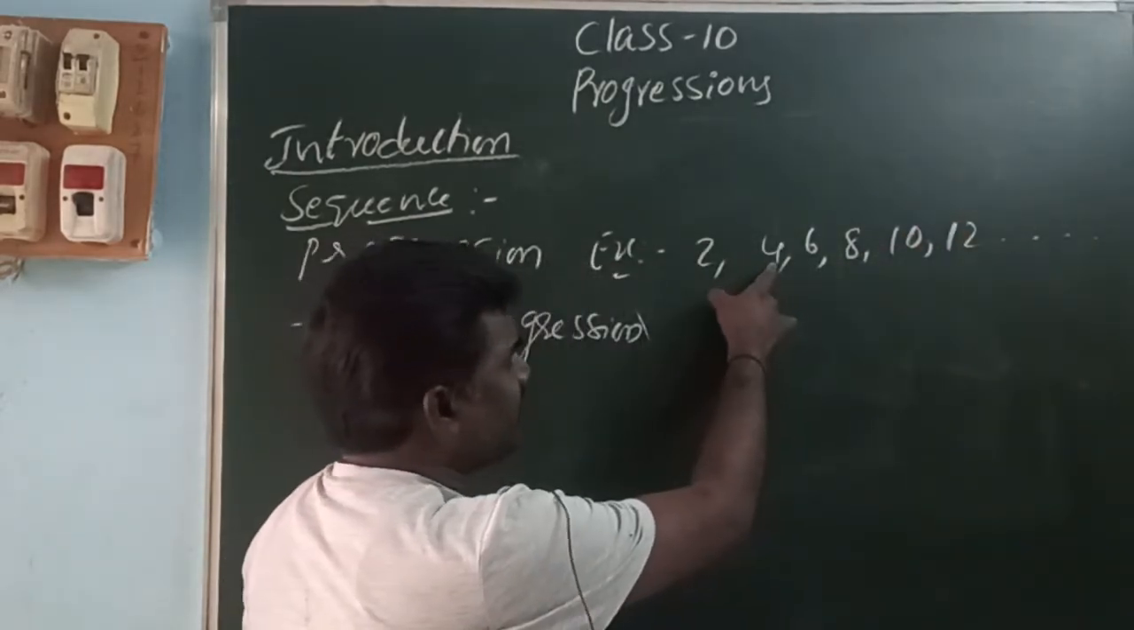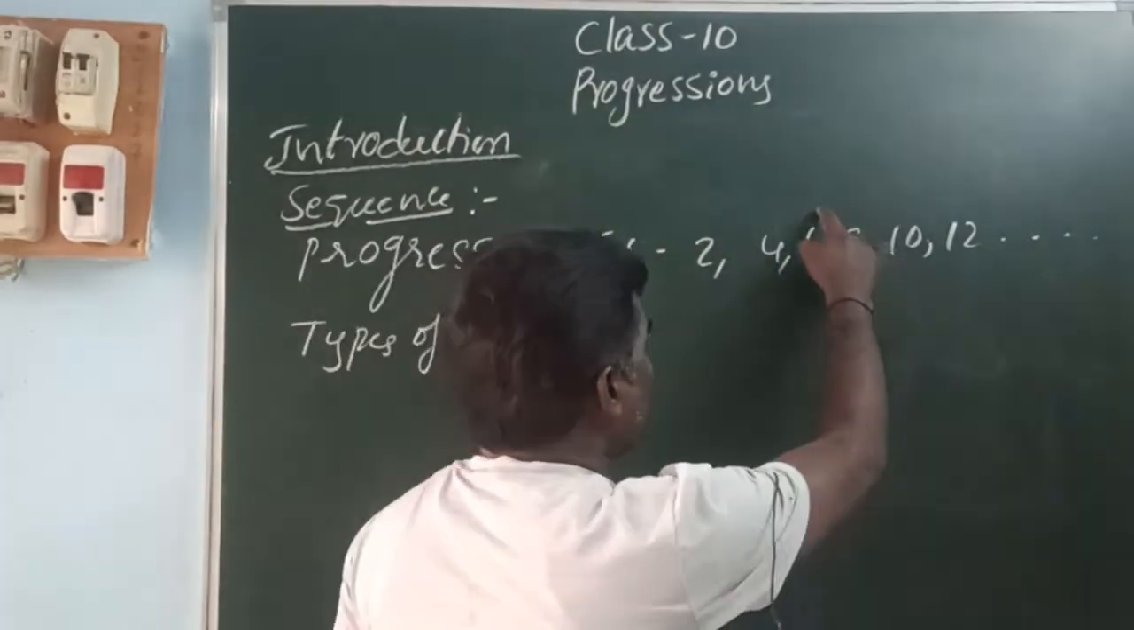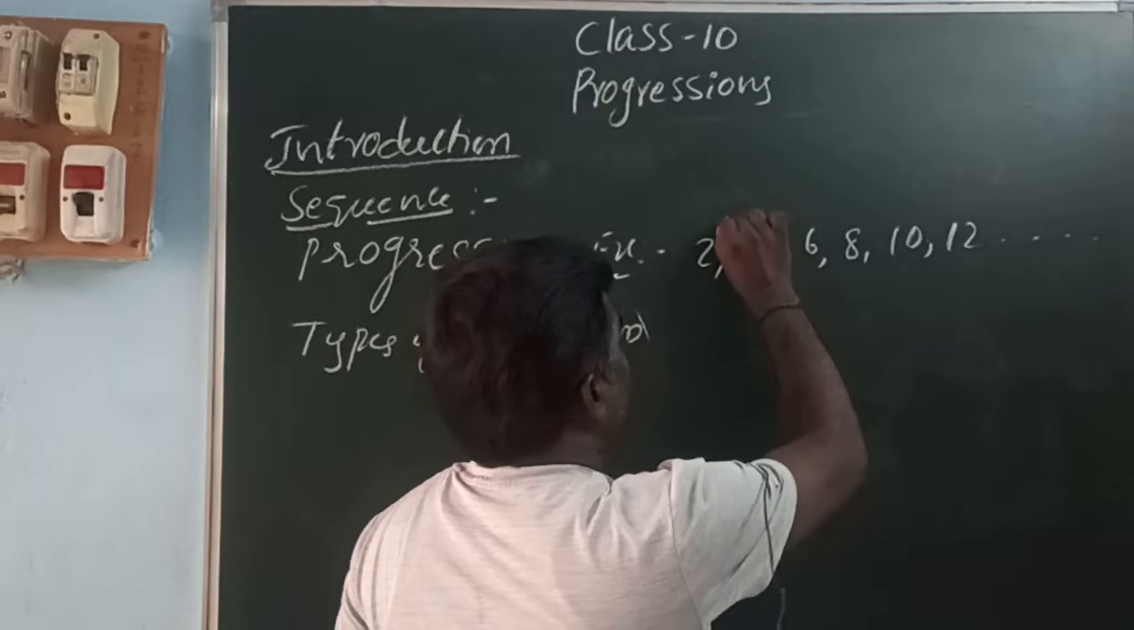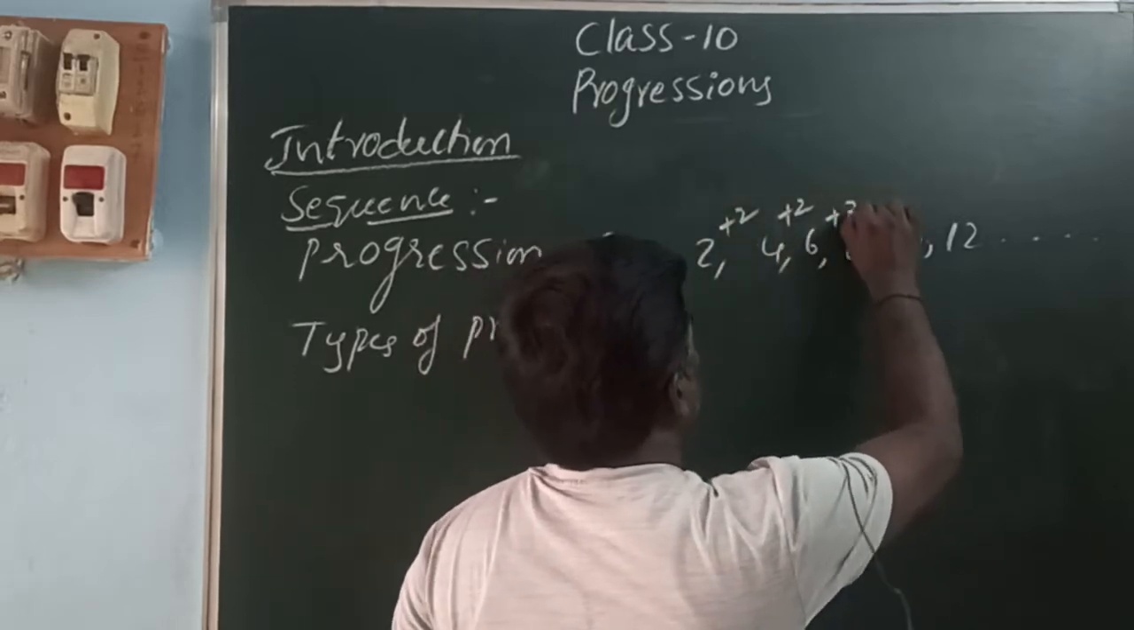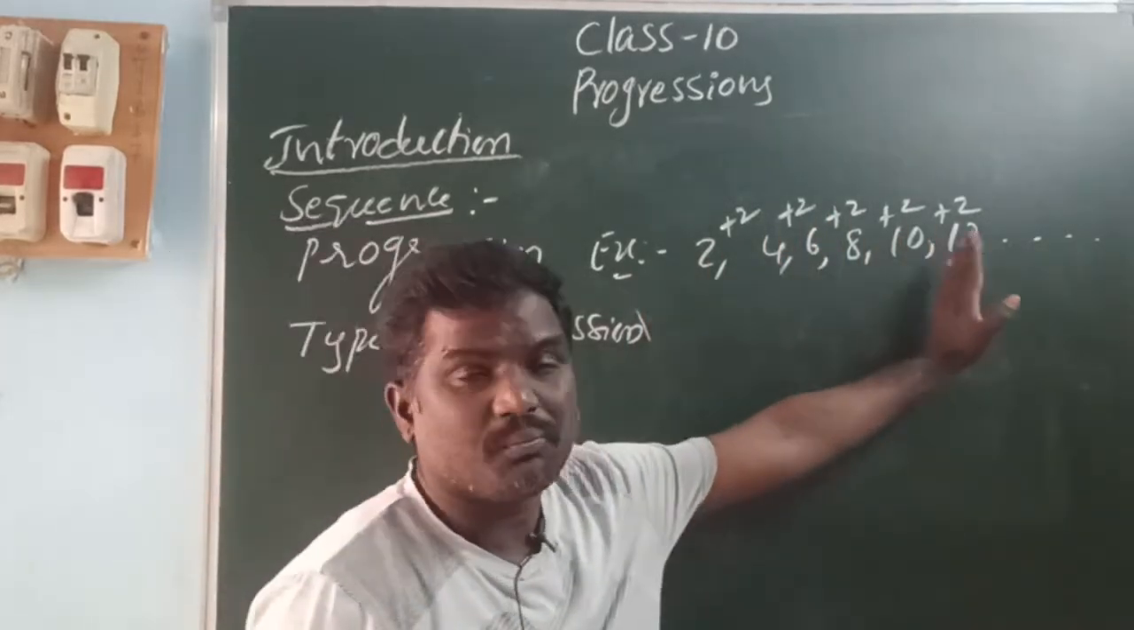Here, 4, how can we get it? 2 is added to the first number, 2 plus 2. Next 6, how can we get it? 4 plus 2. Here what is the constant number? 2, 2, 2, 2 and so on. So this is called a progression.